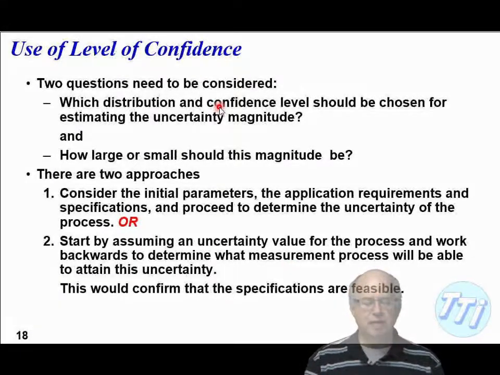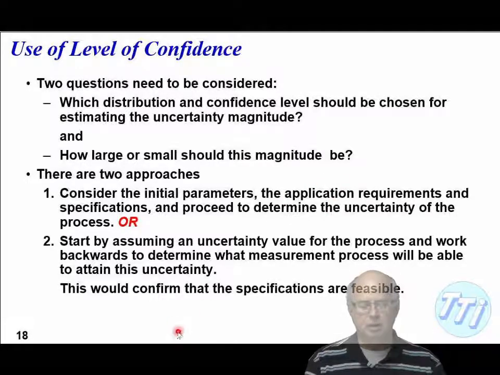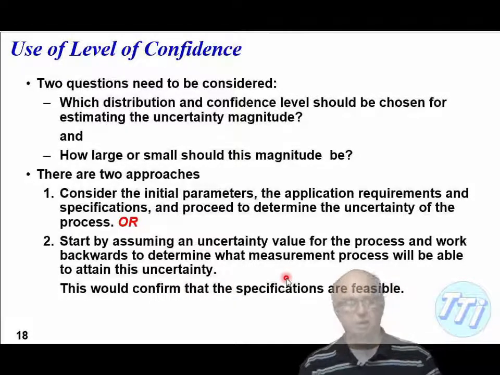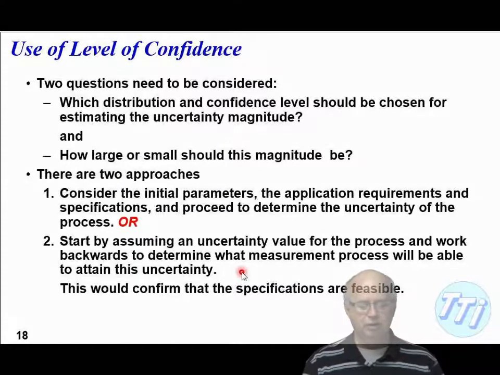So 2 questions we may want to ask when we're considering uncertainty. The questions are basically this one: which distribution and confidence level should we choose when we estimate the uncertainty? Or alternatively, how large or small should the magnitude be? Let's look at the 2 approaches we can use. One is to work forwards from all of the parameters that we measured. We then use the methods we've just shown and calculate the final uncertainty. Or the other one is to start at the end and say we need a certain amount of uncertainty, or not more than a certain amount of uncertainty, and we work backwards and find the equipment that will match that method.